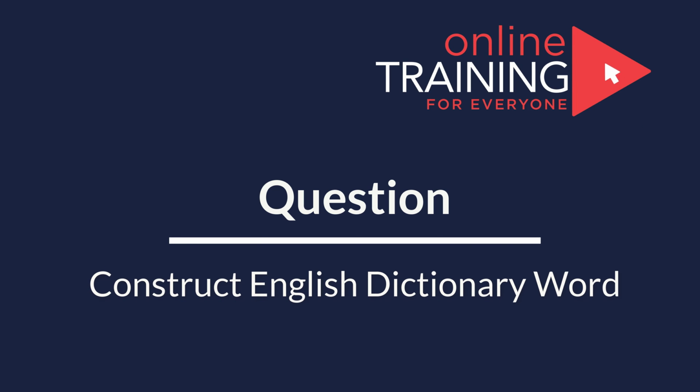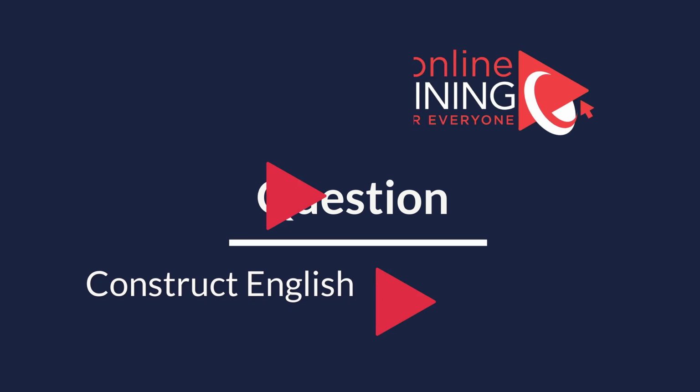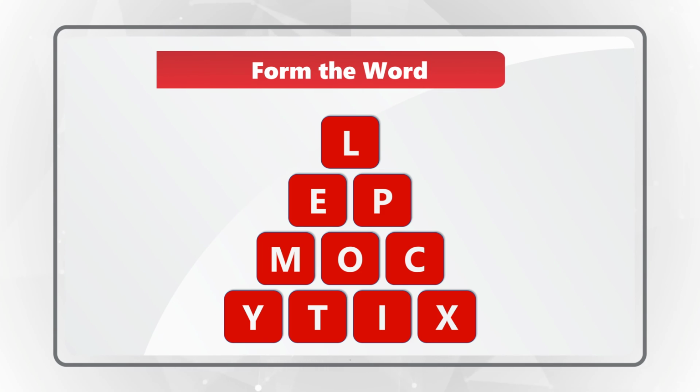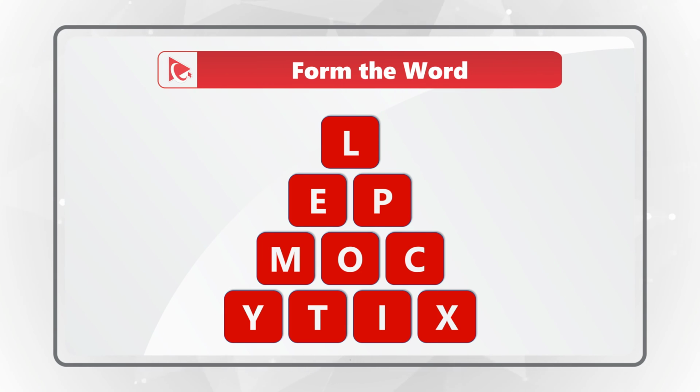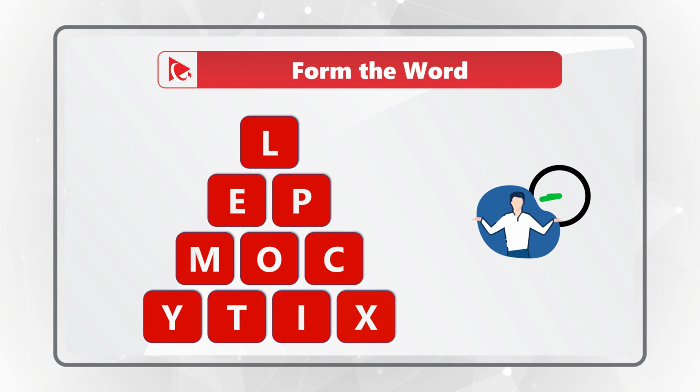You're presented with 10 letters, and you need to form a word from the English dictionary using all the letters only once. The letters are L, E, P, M, O, C, Y, T, I, X. Do you see the answer? Give yourself a little bit of time because there are 10 letters. Let me give you a hint. The word somehow represents the fact that there are 10 letters.